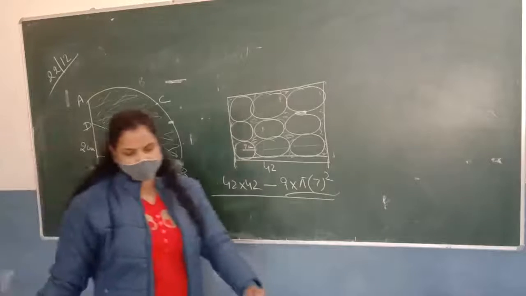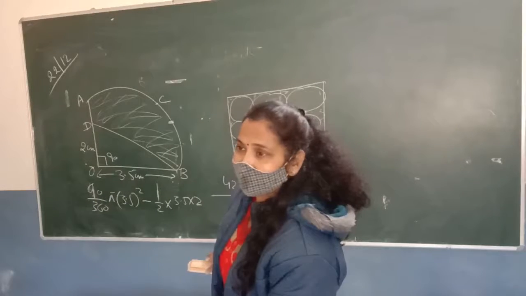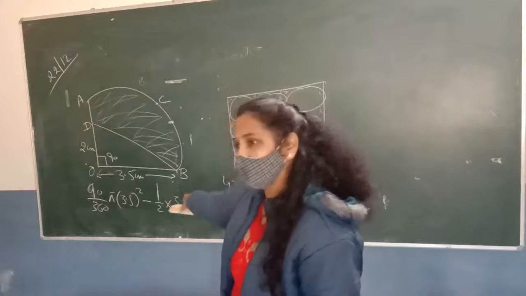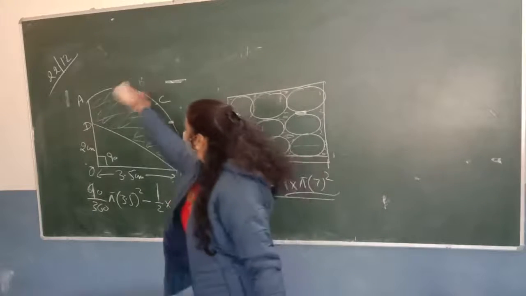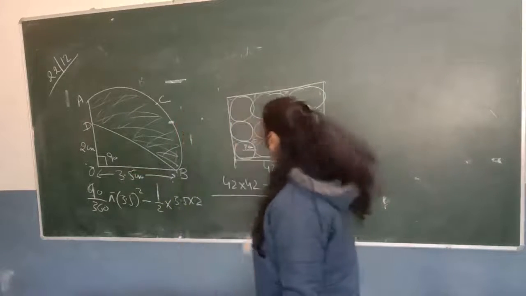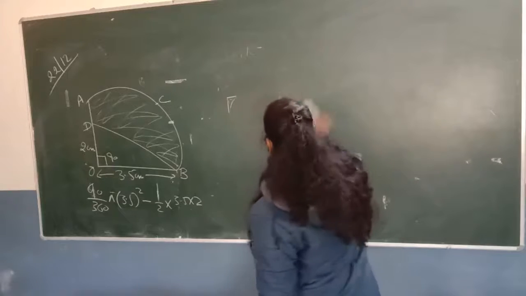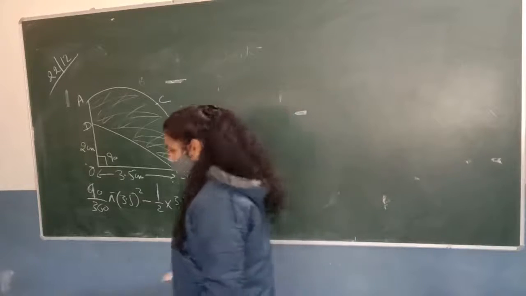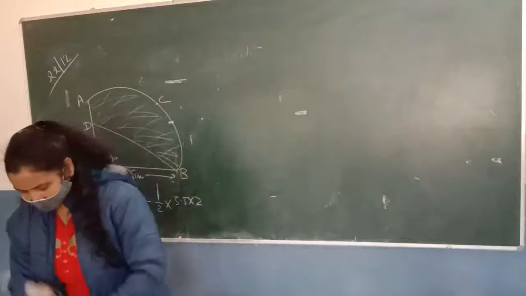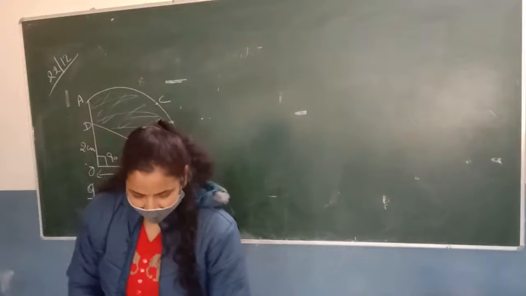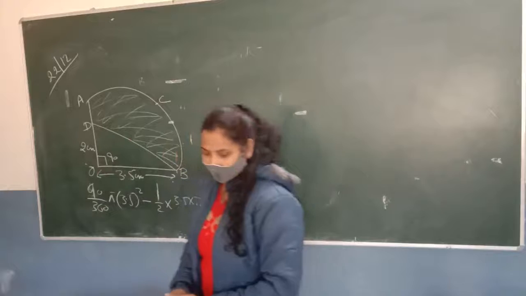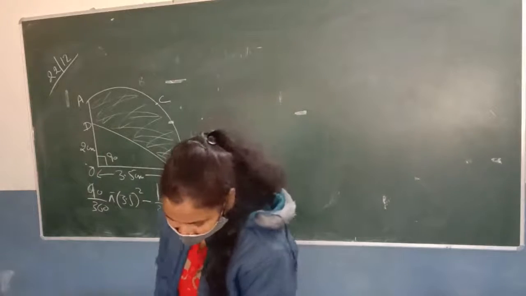Can you do this question yourself? Ajendra, can you do this one? आपने क्या करा? क्वाड्रेंट में से ट्रायंगल माइनस कर दिया. ट्रायंगल के लिए 1 upon 2 base into height. You can write this value for your help at home.